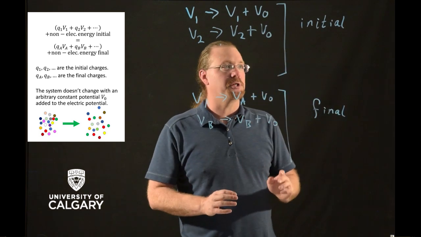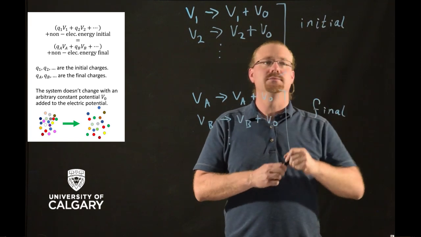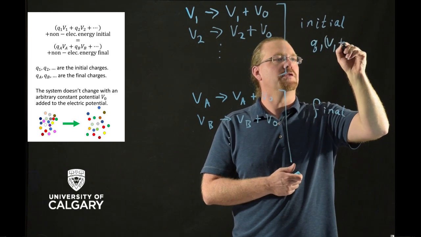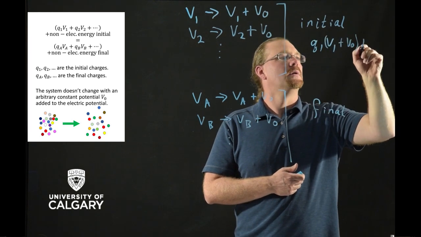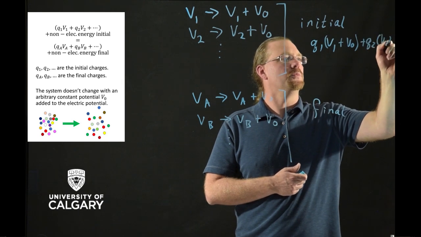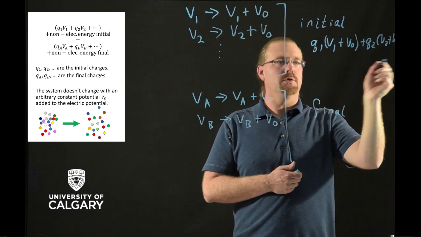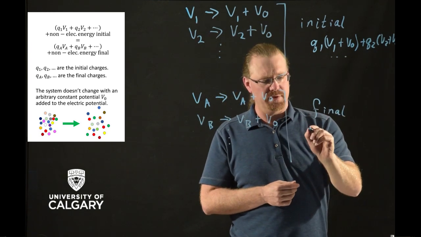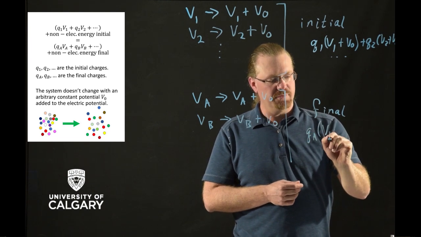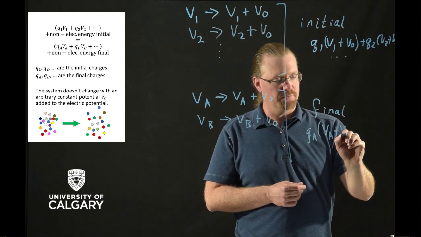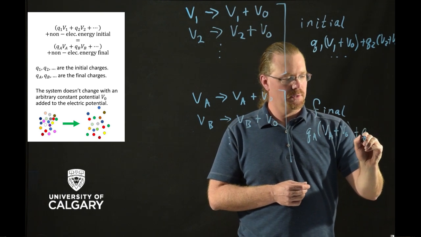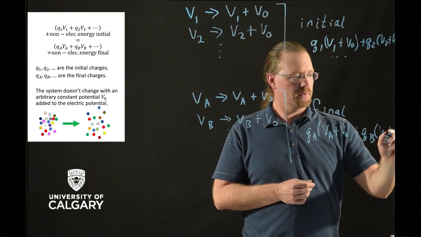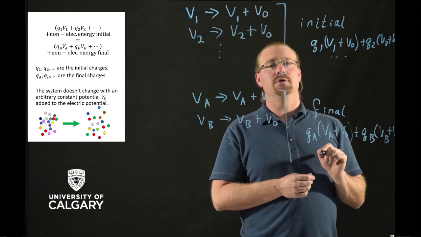This means that our expression for our initial will now become Q1 (V1 plus V0) plus Q2 (V2 plus V0), and so forth, dot, dot, dot. And for our final, we have QA (VA plus V0) plus QB (VB plus V0), and so forth and so on.